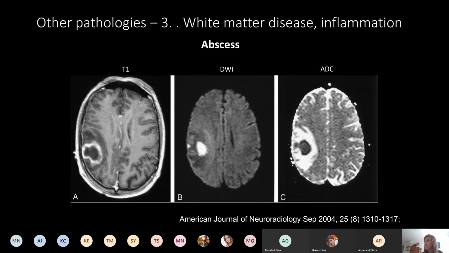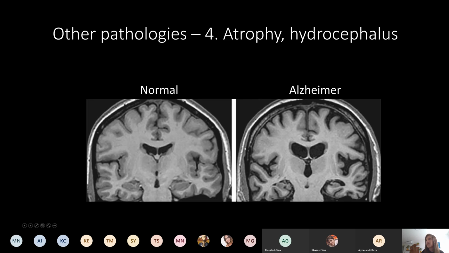Abscesses. And this image looks like a glioblastoma, what I showed you before, a ring enhancing lesion. But abscesses have pus inside, and it's really thick, and it restricts diffusion. And this is how you can differentiate from brain tumors, with diffusion imaging. I don't think you need to know this.